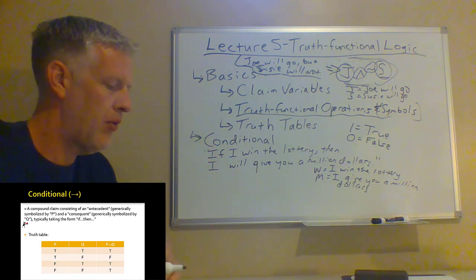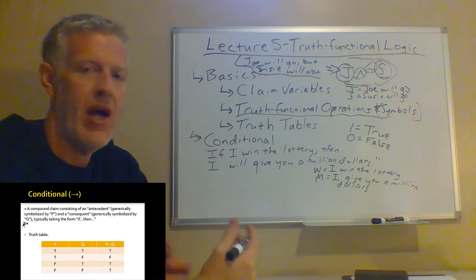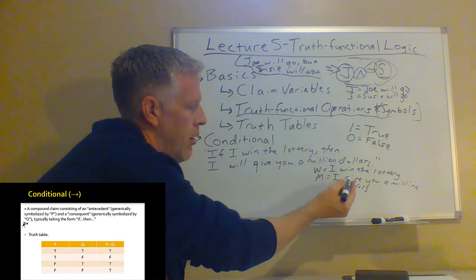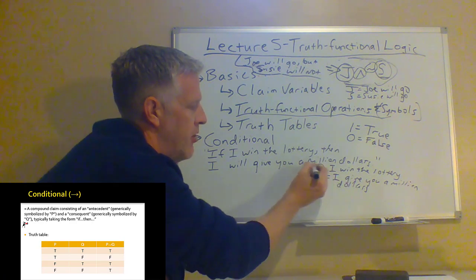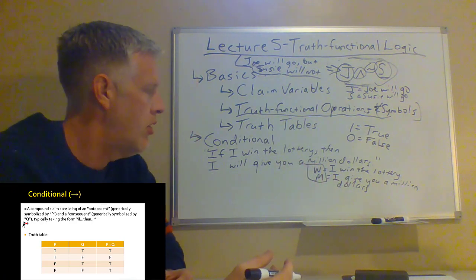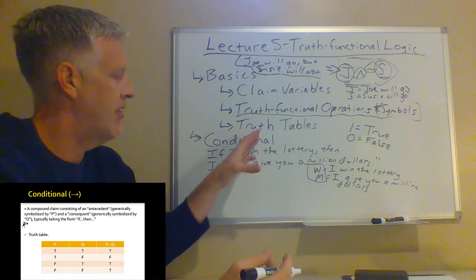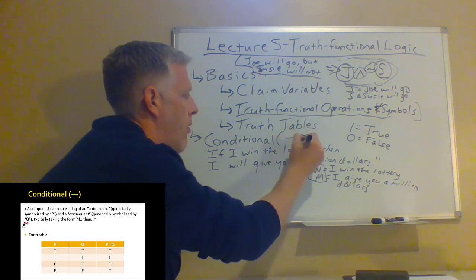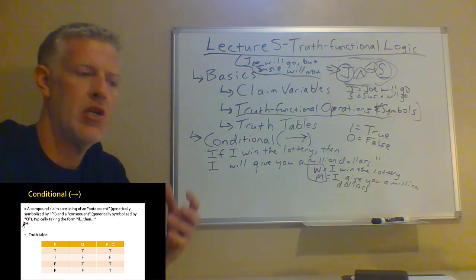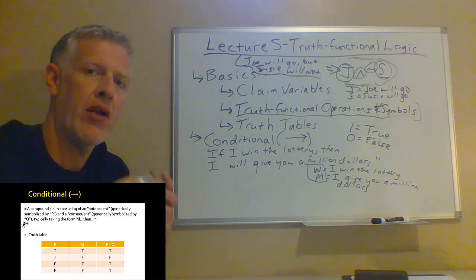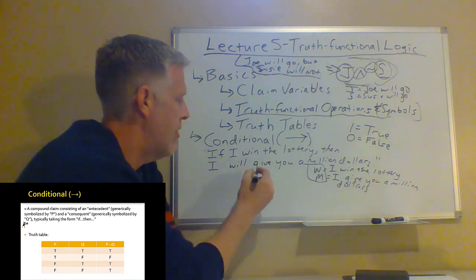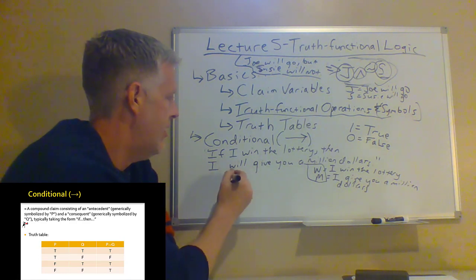So how would we represent that in logical notation? We have our basic claims here represented by our basic claim variables. So we're going to use W and M to represent what's being said here. And then we need an arrow to represent the idea of a conditional, that underlying logical operation known as a conditional. And so what's said here is going to look like this then.